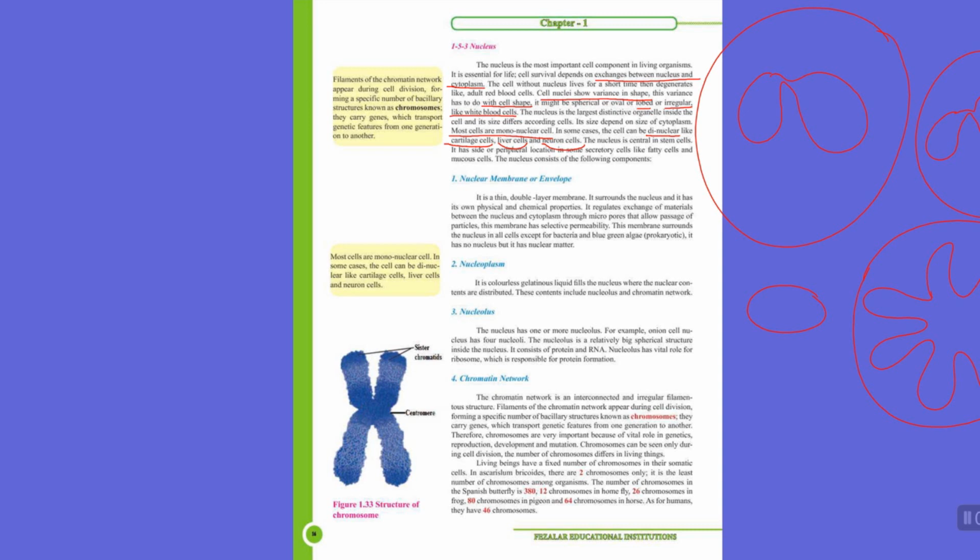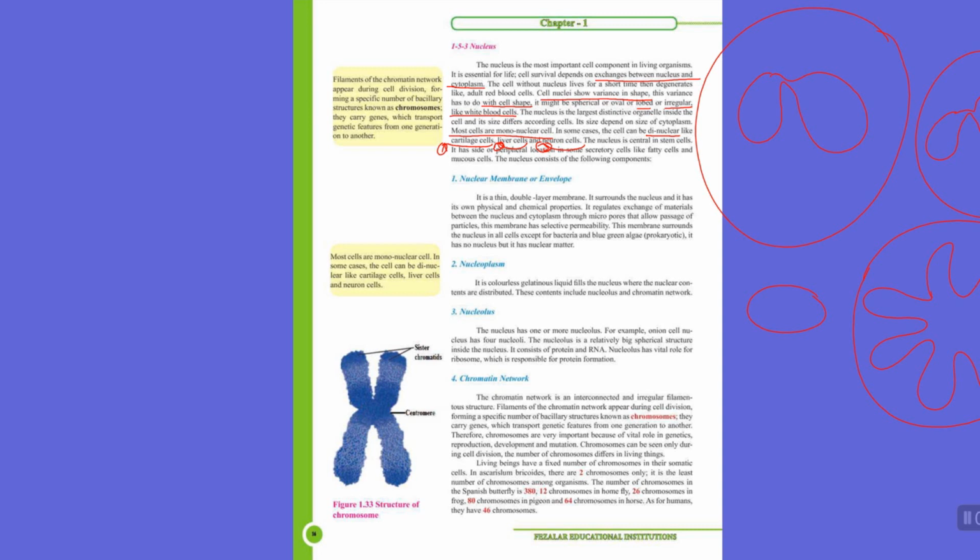Can't we give an example like this in the ministry exam? No. In the ministry exam, there's a kind of question: write an example or two examples for the following. So if they ask you to write an example for cells with more than one nucleus, you have to give one of these three examples, but not any other cell.